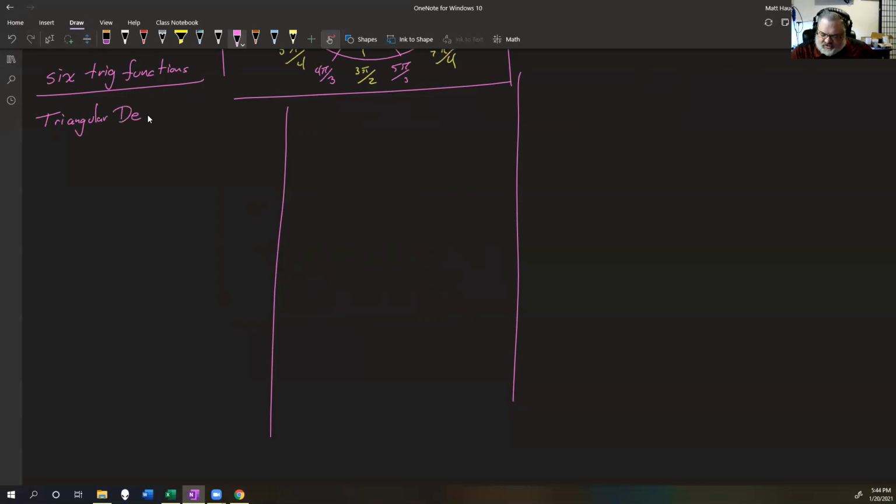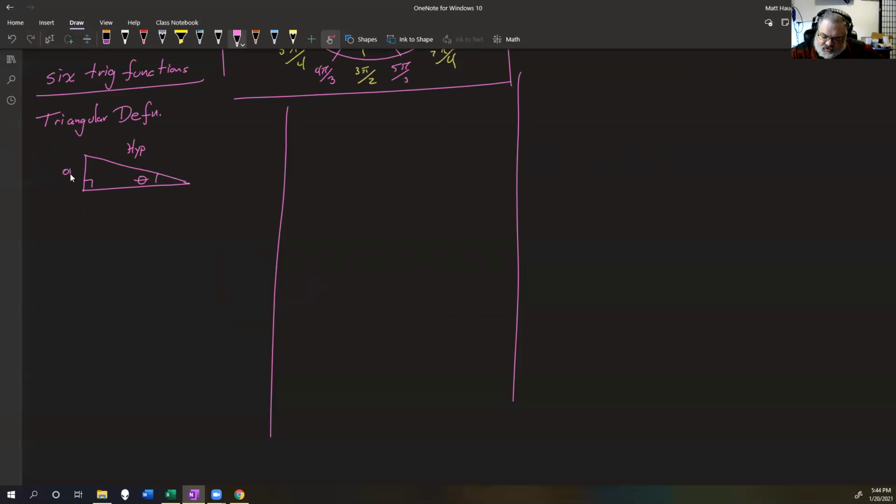So the triangular definition is where we're going to start. To look at the triangular definition, we certainly need a triangle, and it does need to be a right triangle. That is a restriction we will eventually break away from, but for now, we're stuck talking in right triangles. And when we have a right triangle, we've got 2 legs and the hypotenuse. So we've got a hypotenuse and a couple of legs in reference to an angle, theta.